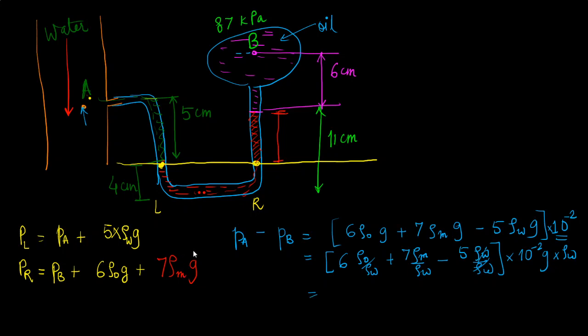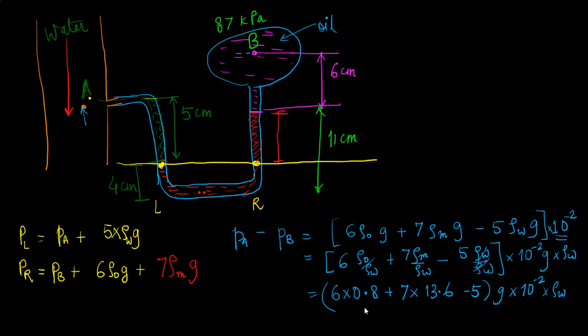So specific density of oil is something like, suppose it is 0.8. So 6 times 0.8 plus specific density of mercury, which is something like 13.6, minus 5, times G times 10 to the power minus 2 times rho W, where you can assume that rho W is 1000.